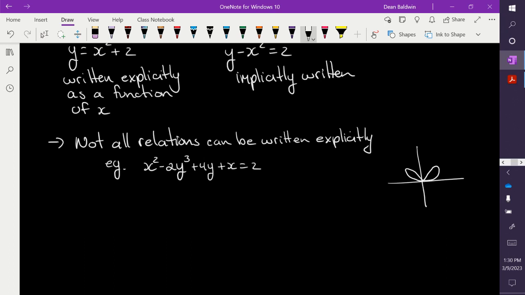So this is not a function because it would fail the vertical line test, right? You draw a vertical line. If you hit it more than once, it's not a function. So it's a relation. So now we can derive relations using implicit differentiation.